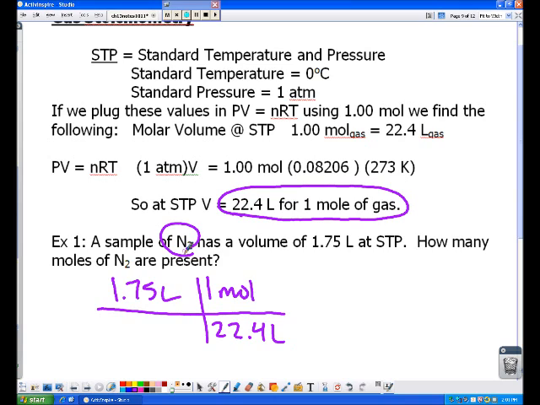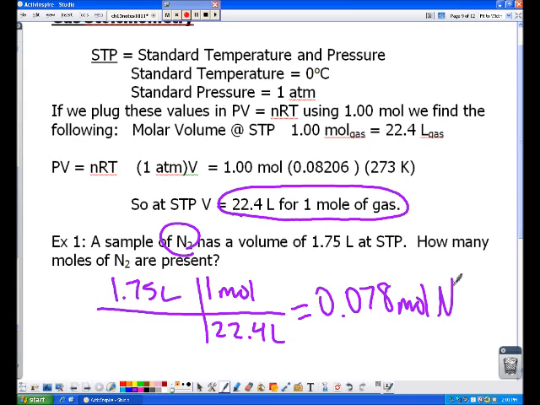So this one would be 0.078 moles of nitrogen, because the gas in the question is nitrogen. But if it was any other element or compound or molecule, it'd still be the same ratio.